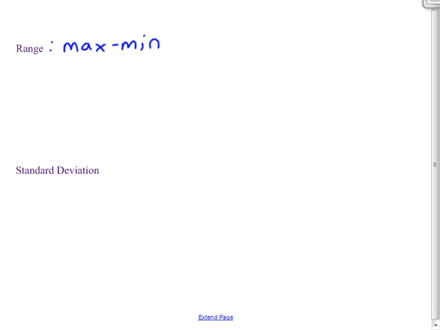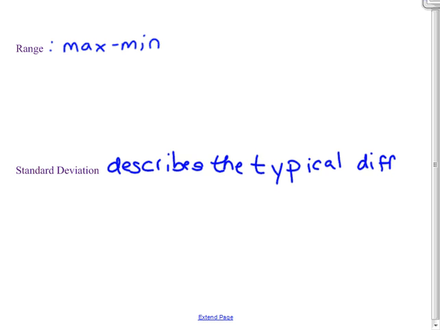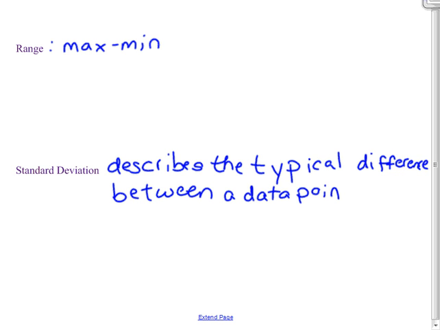Standard deviation describes the typical difference between a data point and the mean. The bigger the standard deviation, the farther away those data points are from the mean.